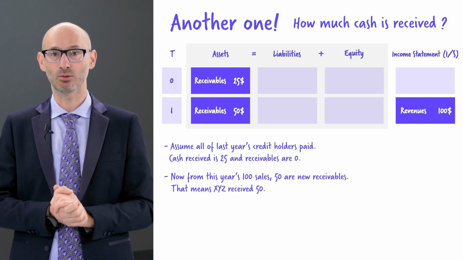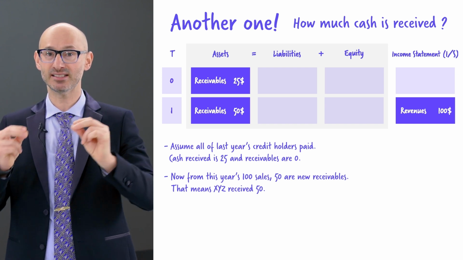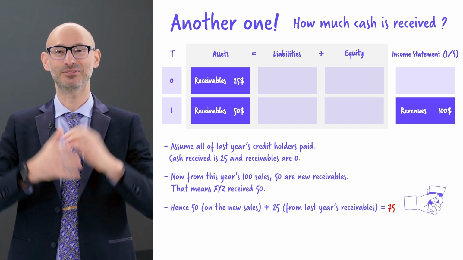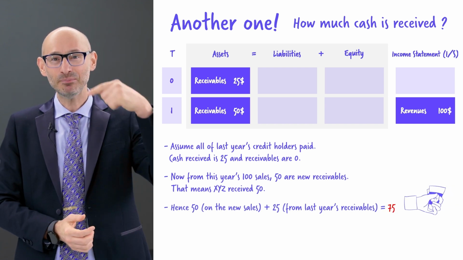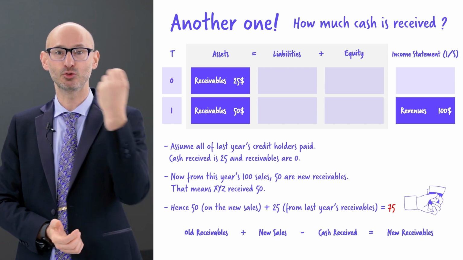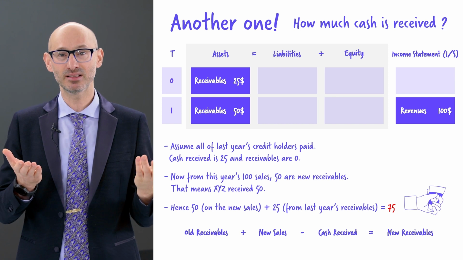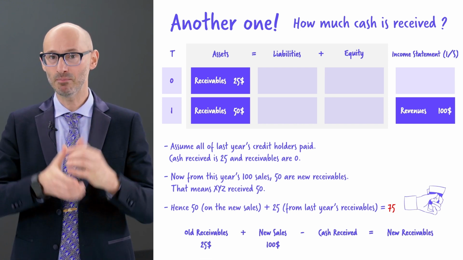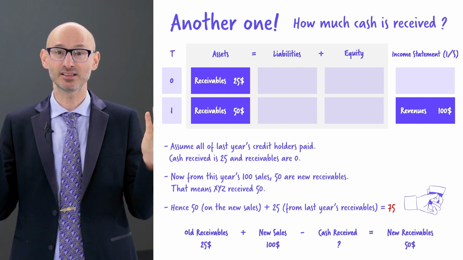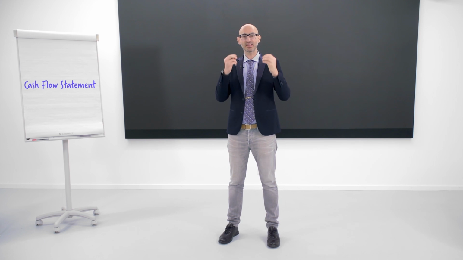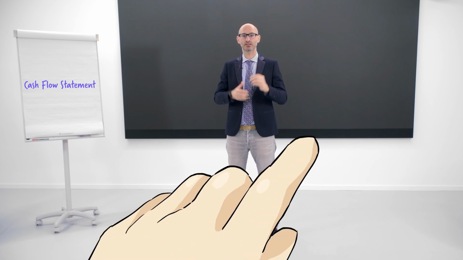50 of cash now and 25 of cash from last year's receivables. The total cash we have now in our hands is 75. The same thing can be expressed in a formula. Old receivables plus new sales minus payments leads to new receivables. Plug in the numbers, and cash received is 75. This simple formula tells us how a cash flow statement is constructed.